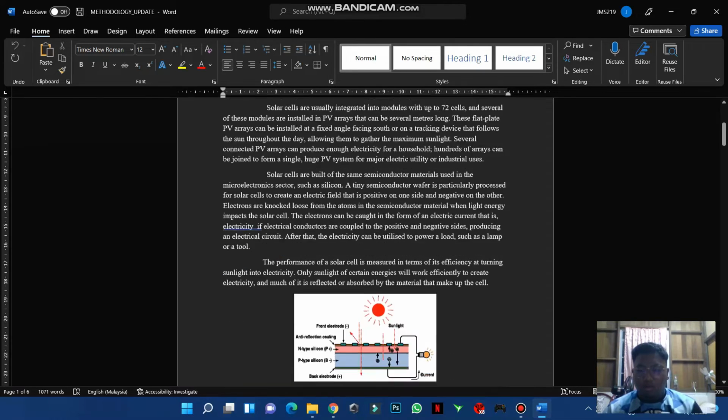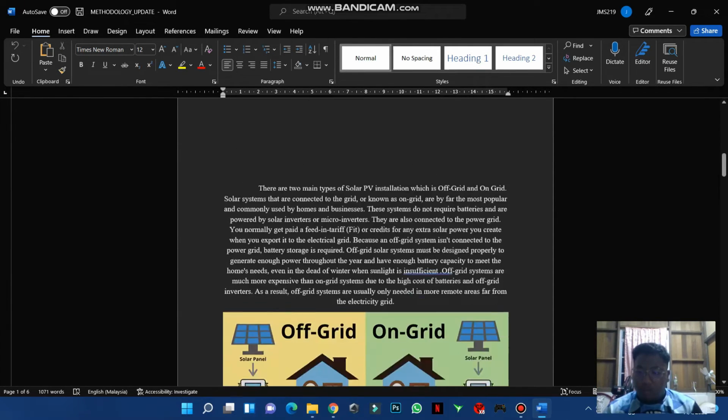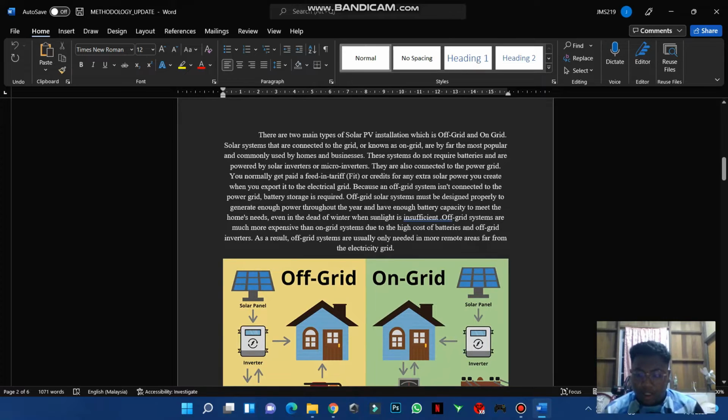So next we will go to the types of solar PV installation. There are two types of solar PV installation, which are off-grid and on-grid. Solar systems that are connected to the grid, known as on-grid, are by far the most popular and commonly used by homes and businesses. These systems do not require batteries and are powered by solar inverters or micro inverters. They are also connected to the power grid. You normally get paid a FIT, known as feed-in tariff, or credit for any extra solar power you create when you export to the electrical grid.